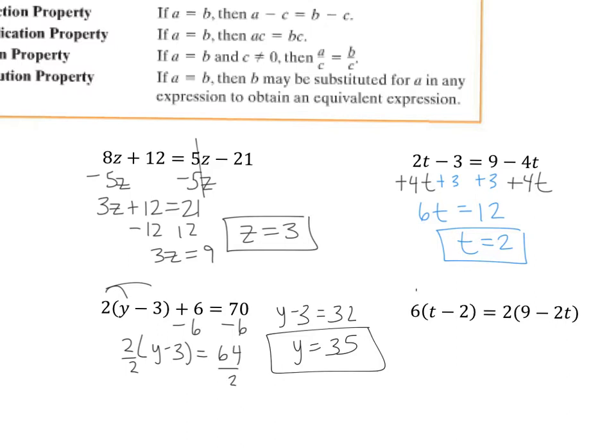In this one, I'm going to do the distributive property. So I have 6t minus 12 equals 18 minus 4t. So what you want to do is get your t's on one side again. So this is going to be 10t minus 12 equals 18. And then 10t equals 30. t equals 3.